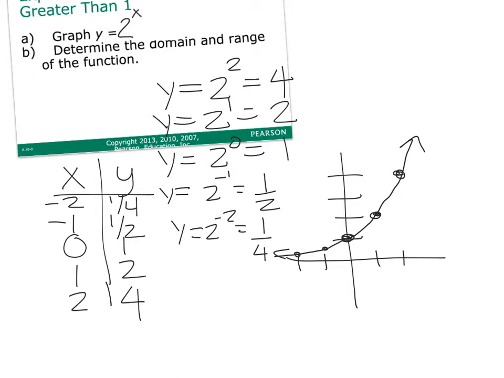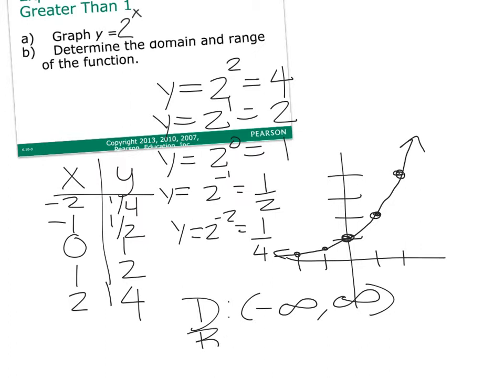Now, don't be surprised if they ask you for the domain. The domain is just the x values that you used in this problem. This doesn't have any restrictions on x values. There are no fractions and no square roots, so you can use any x value you want. You can go all the way from negative infinity to positive infinity for your domain. All real numbers are in your domain.